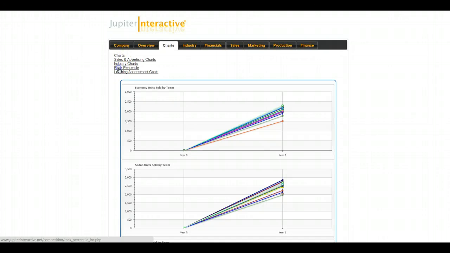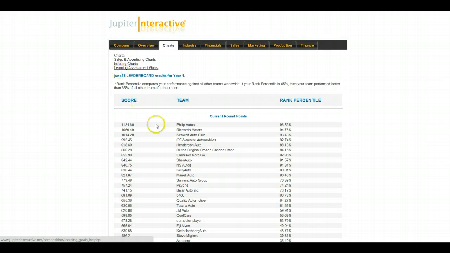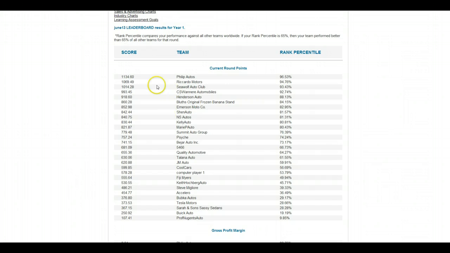We can see our percentile ranks. And in our percentile ranks, we get a percentile for the company. I guess this is scored from top position to last place, which is me. And then the percentile rank. The percentile rank is how many people you've beat. Percentile rank compares your performance against all other teams worldwide. If your percentile rank is 65%, then your team performed better than 65% of all the teams for that round.